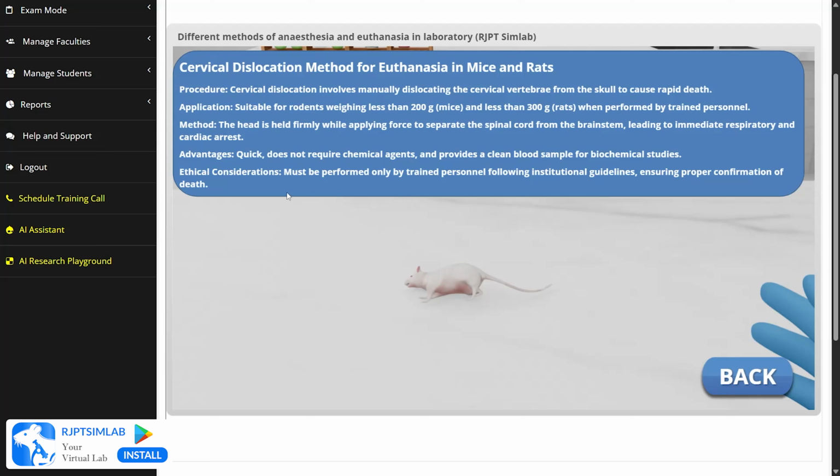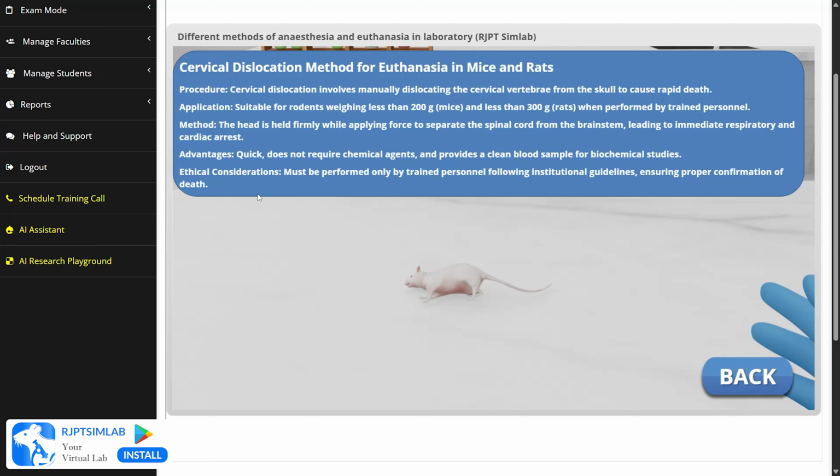The advantage of this step is that it is quick, it does not require any chemical agents, and it provides a clean blood sample for biochemical processes. The main advantage of this step is that it provides a clean blood sample so that we can perform any further biochemical studies of the blood.